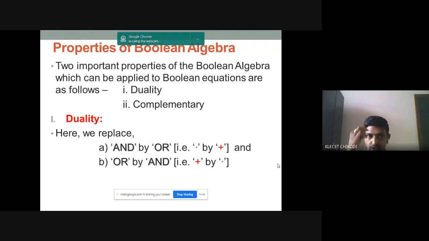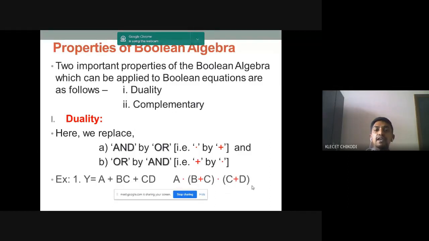So here in the duality property, wherever there is an AND gate, we have to replace that with the OR gate, and wherever there is an OR gate, we have to replace that with the AND gate. And similarly in the equations, so in the logic circuits, you have to replace AND gate with OR gate and OR gate with AND gate. And in the equations, you have to replace a dot with the plus, and you have to replace plus with the dot. Okay, this is the duality property.